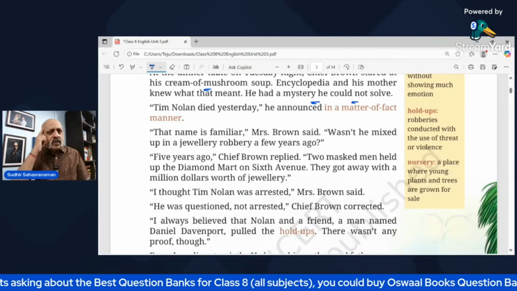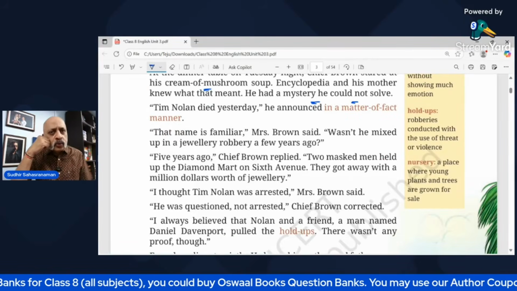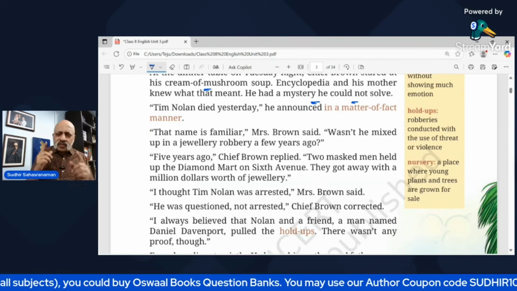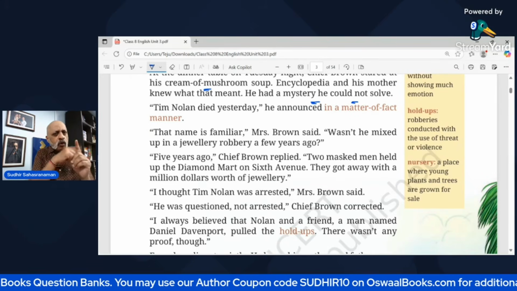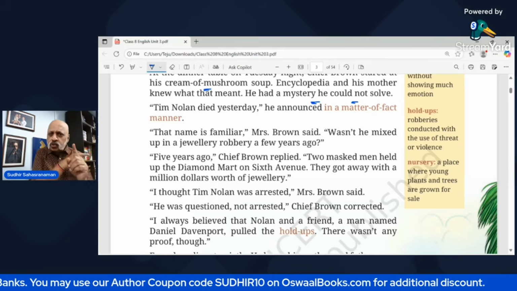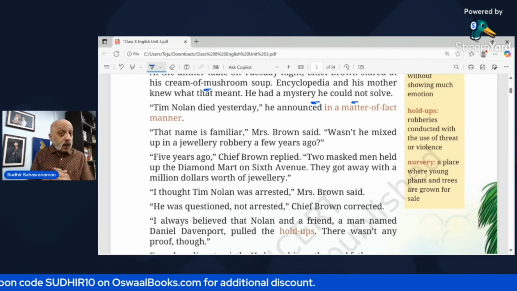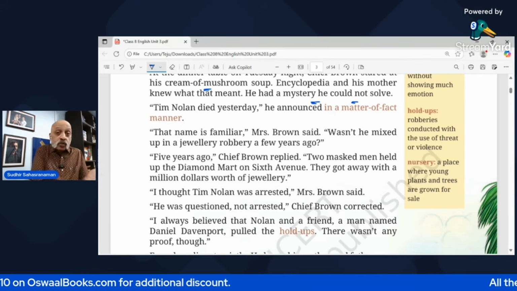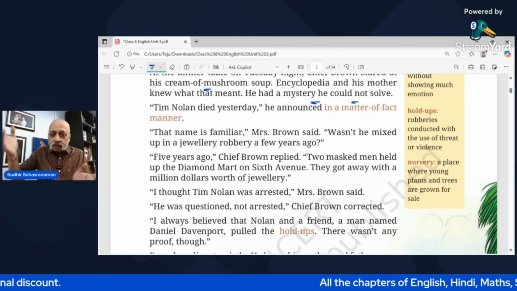That name is familiar, Mrs. Brown said. Wasn't he mixed up in a jewelry robbery a few years ago? So she says, Tim Nolan, oh, the name is familiar. Wasn't he the same guy who was involved in a robbery at a jewelry store a few years ago? 5 years ago, Chief Brown replied. So he's being more precise because he knows the facts of the case. Mrs. Brown obviously is just relying on her memory.